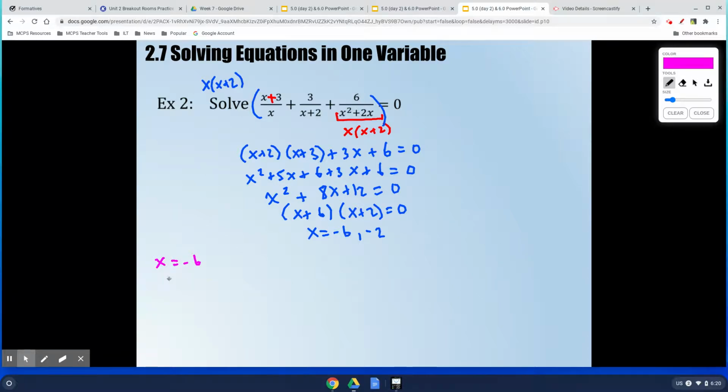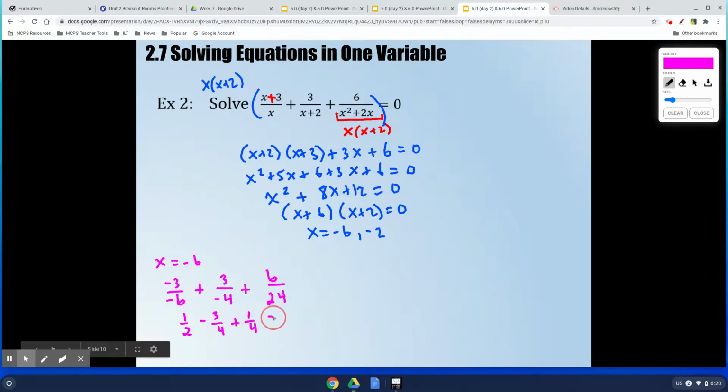Negative 6 plus 3 gives us negative 3 over negative 6 plus 3 over negative 4 plus 6 over 36 minus 12. What's that? 24? Right? So all's fine, right? I get 1/2 minus 3/4 plus 1/4. Let's see how my mental math is. 1/2 minus 2/4. Oh, isn't that 1/2? 1/2 minus 1/2 equals 0.